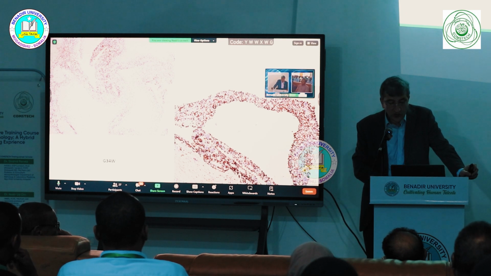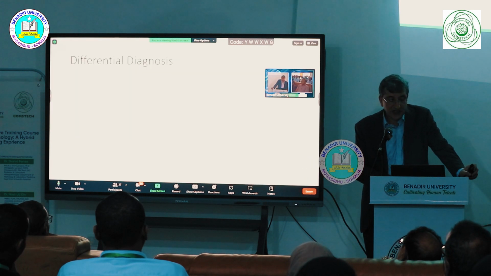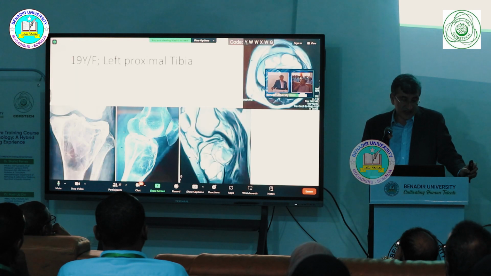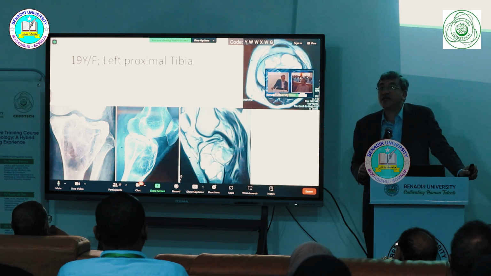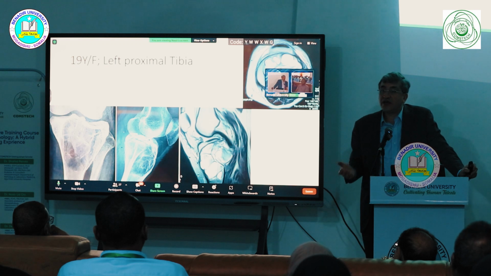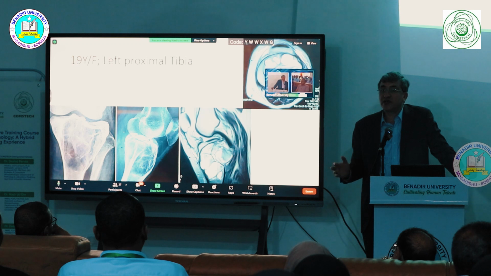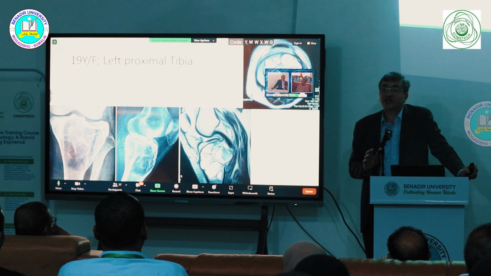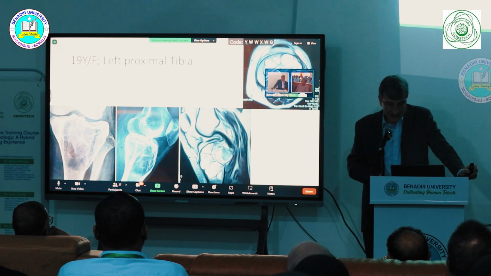So what would be the clue? The patient is young, and on the radiology, the epicenter is present in the epiphysis. So you should consider extensive secondary ABC as well. And we learned it by experience, by misdiagnosing a couple of cases. Then our differential is always extensive secondary ABC in GCT as well.